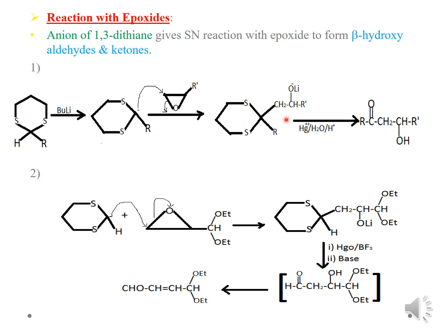After that, upon addition of mercury salt and water, upon acidification, first the O minus abstracts the proton, resulting in OH, and then this gets deprotected because you are adding a metal such as mercury. You get back R-C=O-CH2-CH(OH)-R', that is, beta-hydroxy aldehydes or ketones.